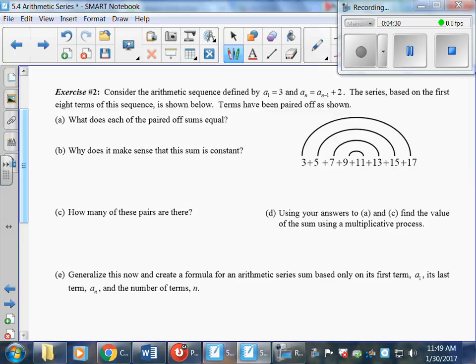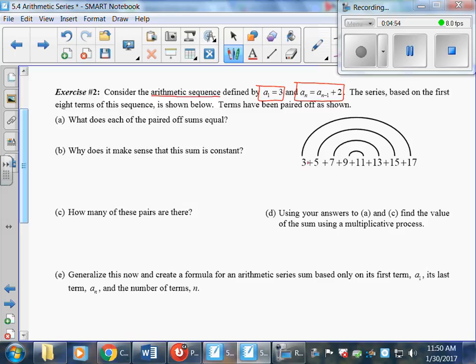So exercise 2 says consider the arithmetic sequence. Really important here because we know we're not dealing with geometric. And it's going to be defined recursively by this formula. The series based on the first 8 terms of the sequence is shown below. Terms have been paired off as shown. So what does each of the paired off sums equal?